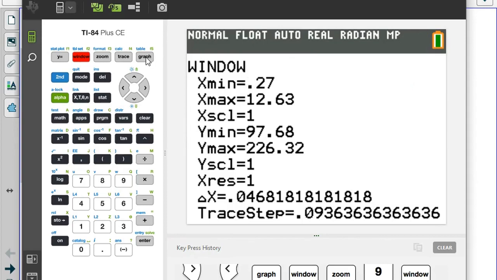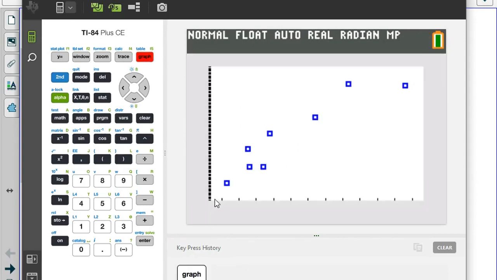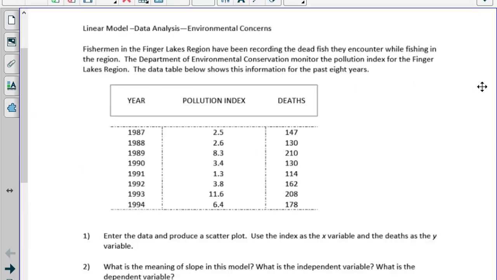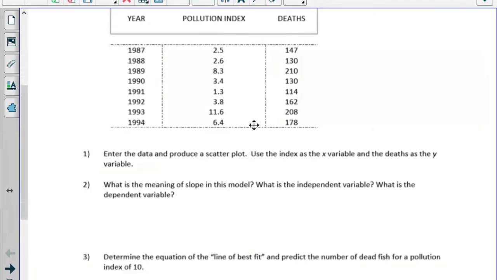So notice that I have pollution index on the X, deaths on the Y, and I can see something that kind of looks like a line. It's not great, but it kind of looks like a line. So that is the scatter plot.